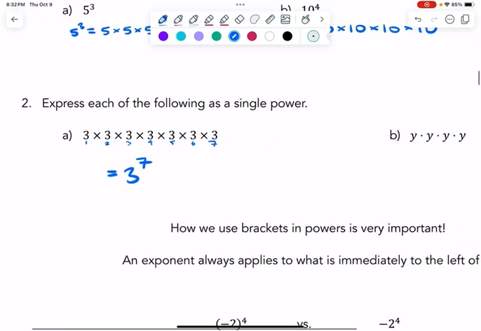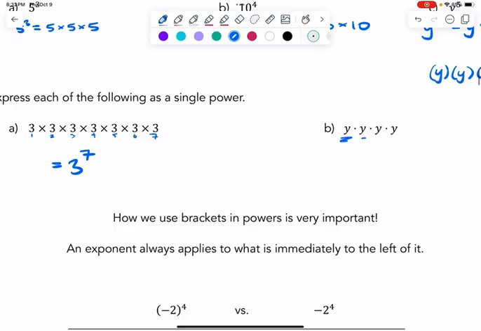And the other one, the thing that's being repeated is y. So this is going to be equal to y to the power of something. Question is, what goes in that something? That's how many times y is repeated. And I've got 1, 2, 3, 4 times. So this is y to the power of 4.